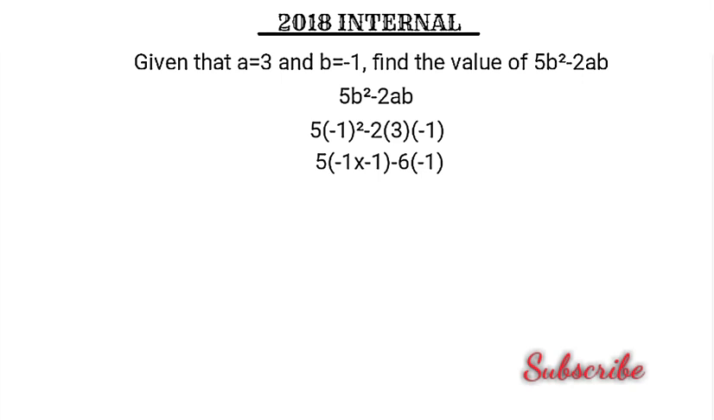Okay, once we do that, then we're going to multiply the numbers in the brackets. So I'm going to write 5, then multiply -1 multiplied by -1, which will give us +1. So we're going to multiply 5 by +1. Then -6 multiplied by -1 will give us +6. Okay, then once we have done that, we're going to say 5 multiplied by 1 will give us 5, then plus 6. Okay, then 5 plus 6 will give us 11.